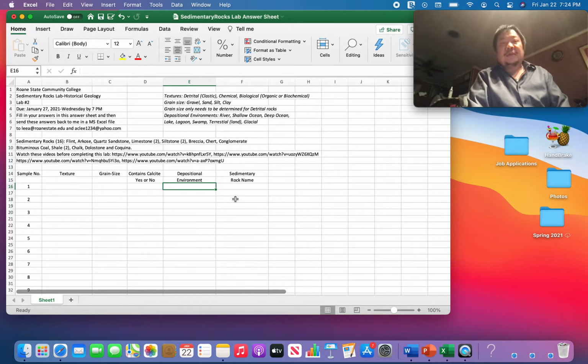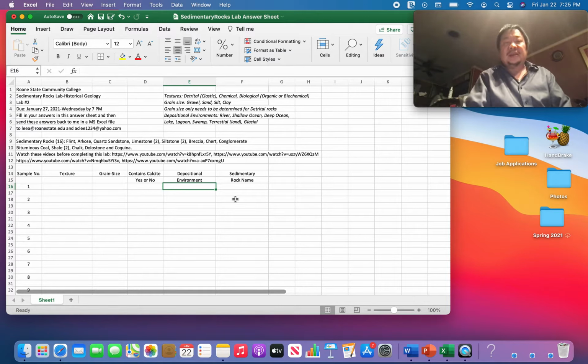Two weeks from now, we're going to have a quiz. It'll be on the metric system, sedimentary rocks, and our third lab. I haven't figured out what the third lab is yet, but on the quiz two weeks from now, I'm going to give you actual sedimentary rocks, and you're going to have to figure out the name of the rock, the texture of the rock, the depositional environment of the rock, and does it contain calcite or not. But you're going to get actual rock samples for the lab quiz.